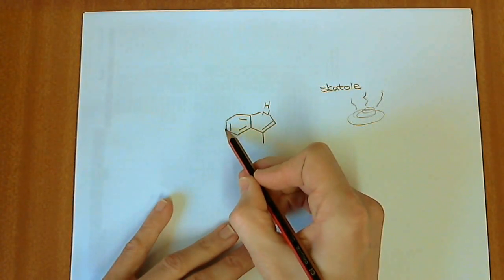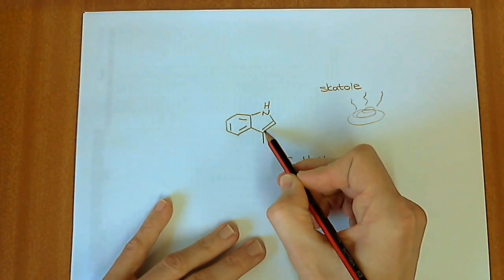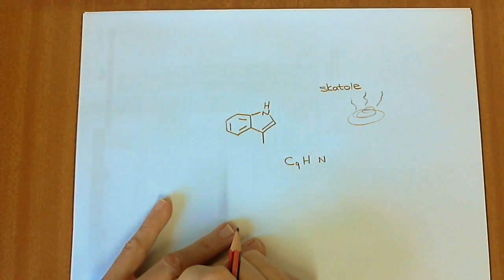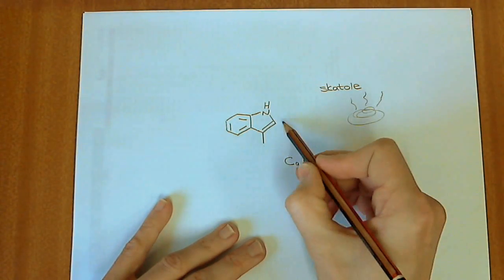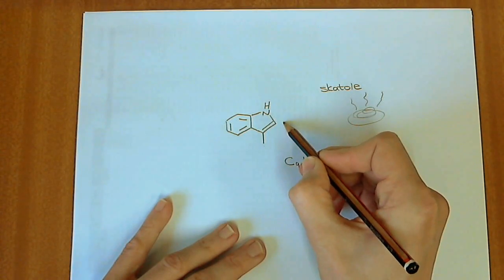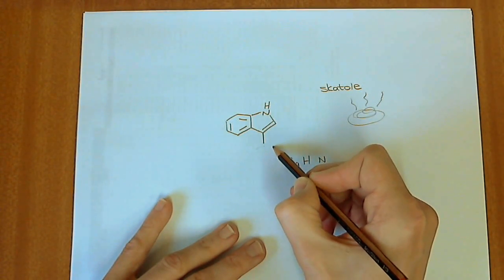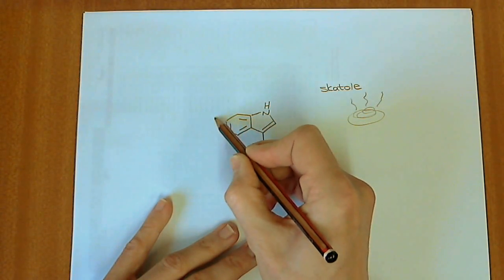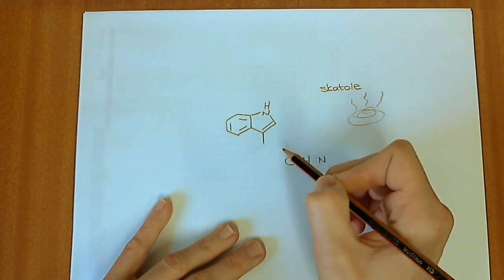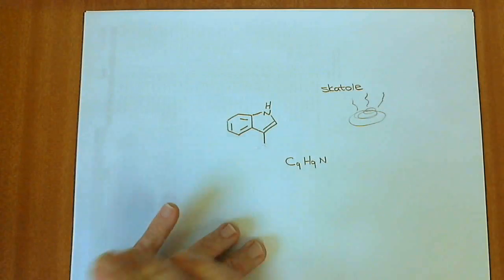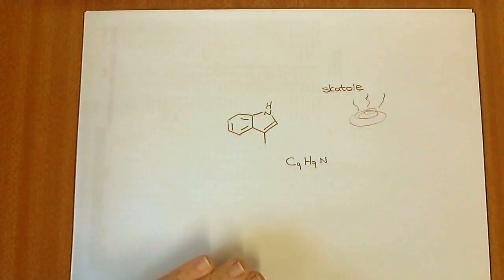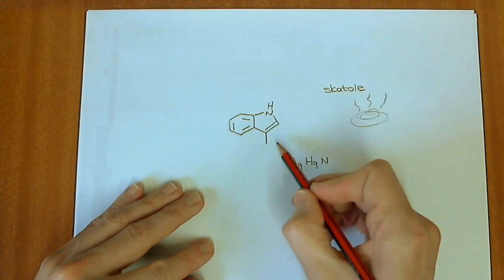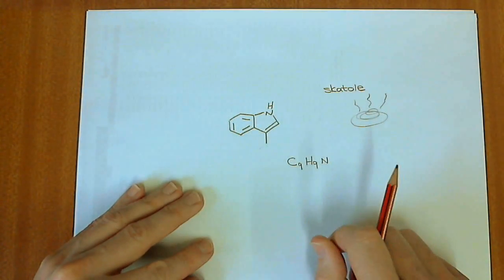Carbon, there's 1, 2, 3, 4, 5, 6, 7, 8, 9. I'm hoping that is now easy for you. And hydrogens, we've got 1 there, 2, 3, 4, 5, nothing there, 6, 7, 8, 9, and nothing there either. So the molecular formula is C9H9N.